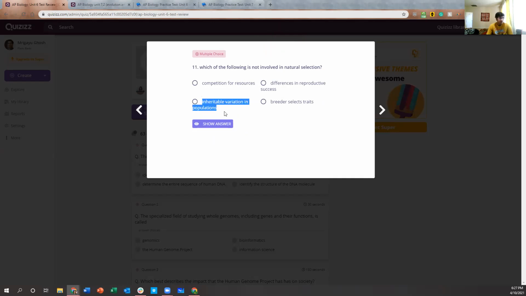Well, obviously, we talked about how variation has to be involved in natural selection. Differences in reproductive success have to be, because otherwise nature can't select on the more fit individuals. It's not necessarily better, but more fit is the right terminology. And obviously there has to be competition, otherwise there's no meaning for fitness. What does it mean to be more fit unless there's competition? So obviously breeders selecting traits would be artificial selection, because a breeder is doing that, not nature, so it would be D. So now I think it would be good to talk about the mechanisms of evolution.